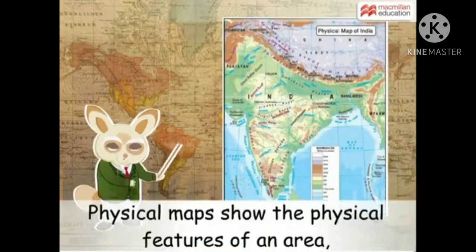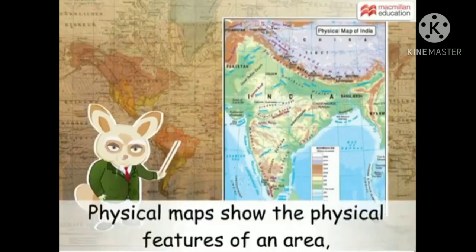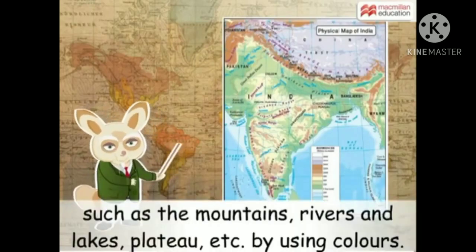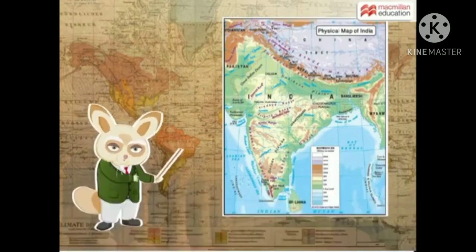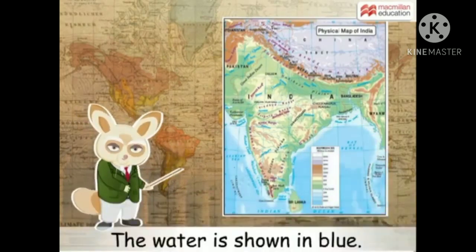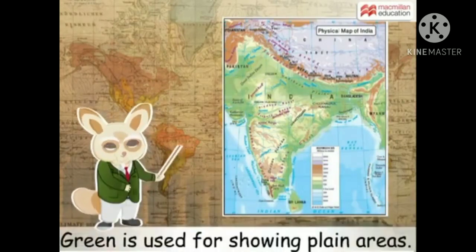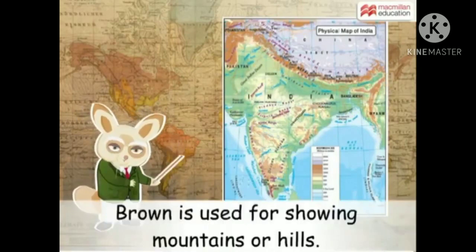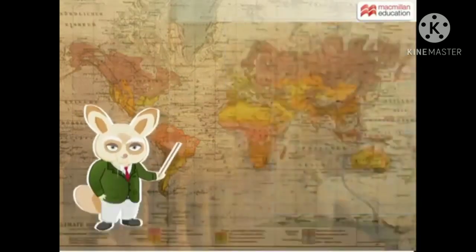Physical maps show the physical features of an area, such as the mountains, rivers and lakes, plateau, etc. by using colors. The water is shown in blue. Green is used for showing plain areas. Brown is used for showing mountains or hills.